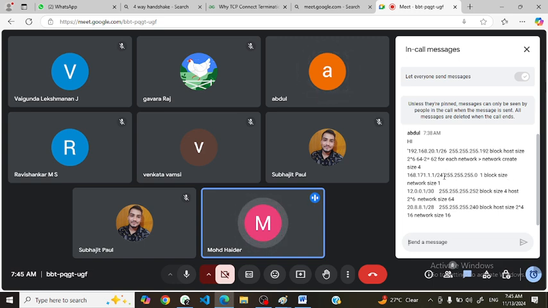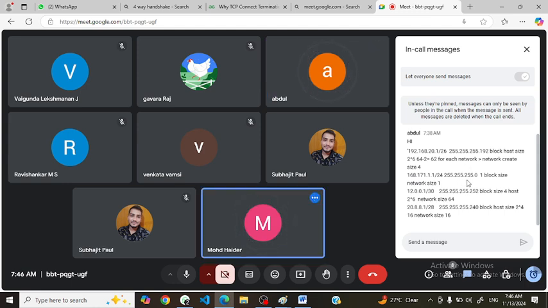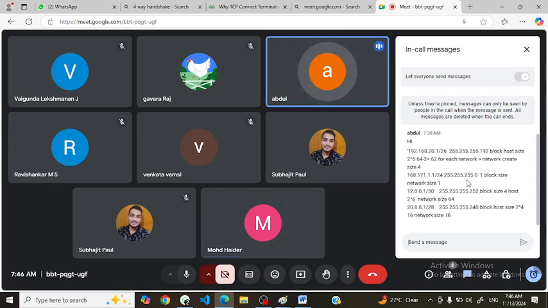But here it is given slash 24. So what will be the value? 24 minus 16, the value of n is 8. And then 2 to the power 8 is equal to the number of networks. So 2 to the power 8, you can double that: 128, 256. Yes, 256, the number of networks. So we have to look at the class as well.